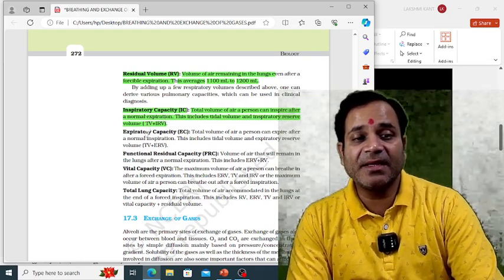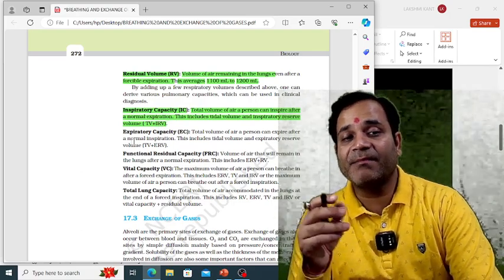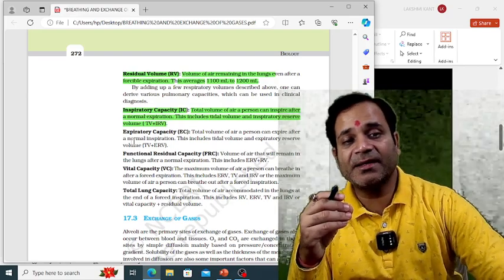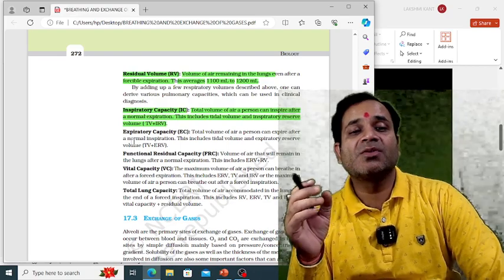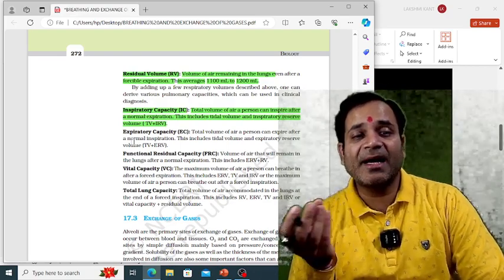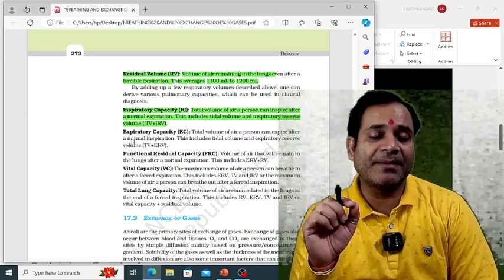That is TV, that is, tidal volume, along with the inspiratory reserve volume, and combined together, it forms the inspiratory capacity. And you know that the inspiratory capacity is different in different mammals. So whatever the total volume of air a person can inspire after a normal expiration is known as inspiratory capacity.